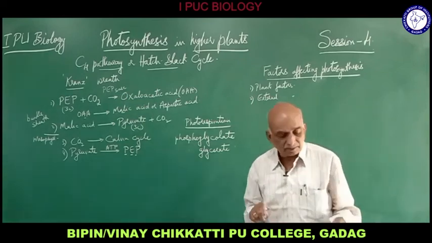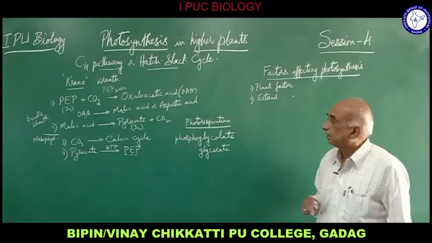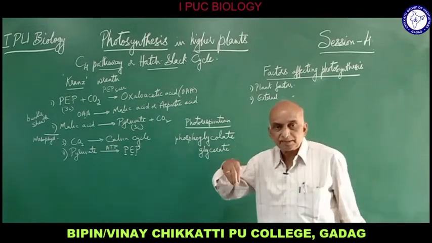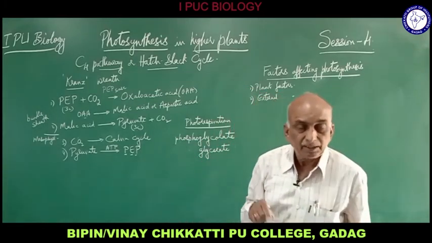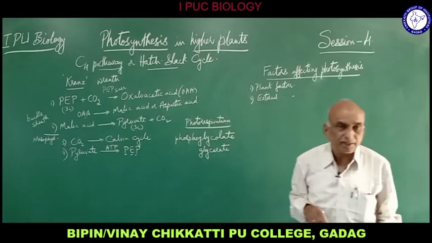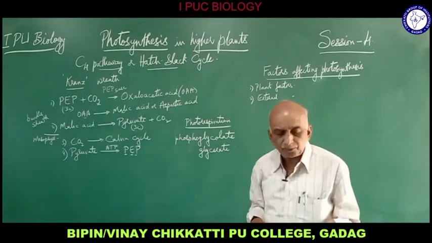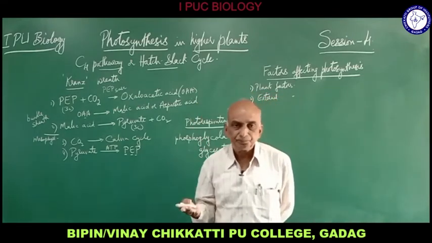Then the amount of CO2 concentration which is necessary: the CO2 which enters into the leaves, that internal CO2 present in the plant, also has an effect on the rate of photosynthesis, plus the amount of chlorophyll is also important.